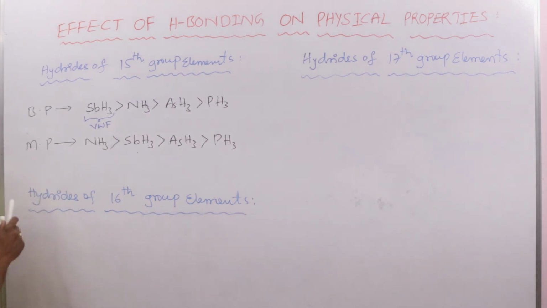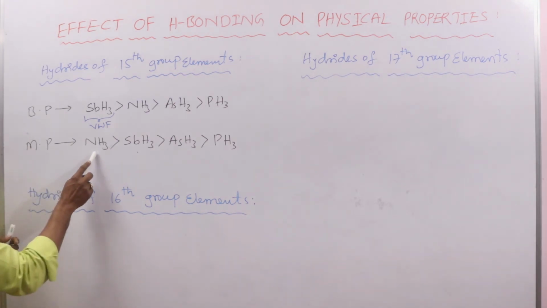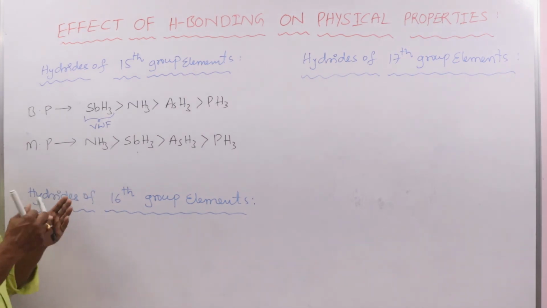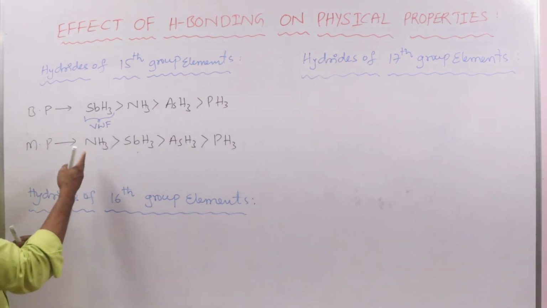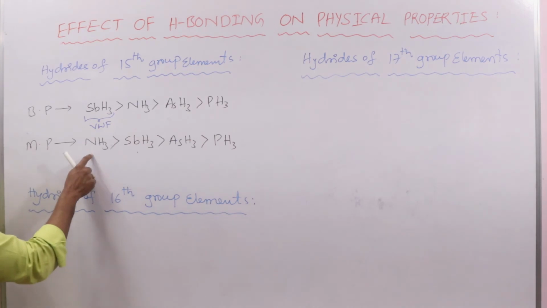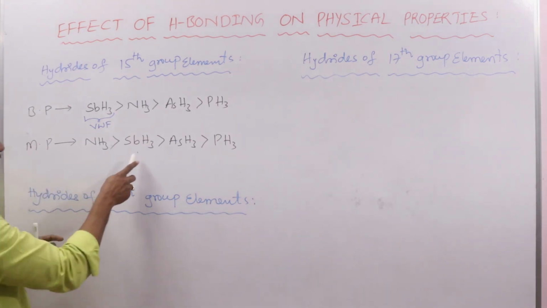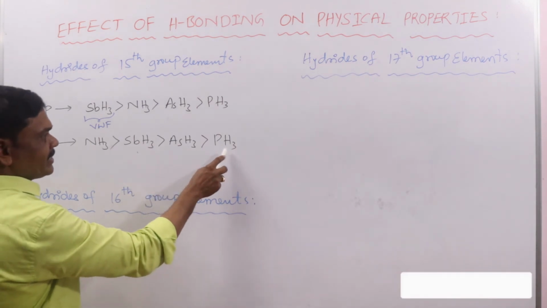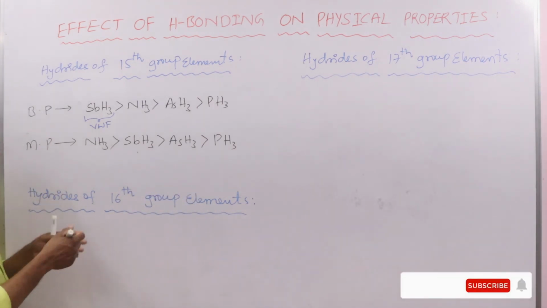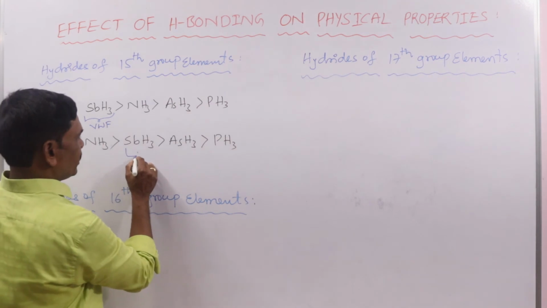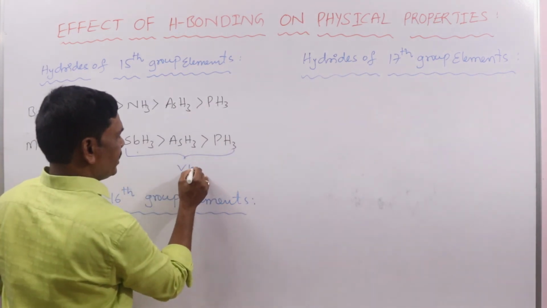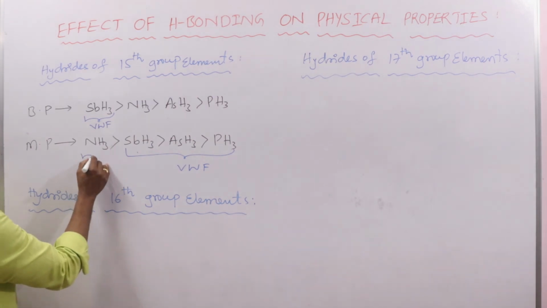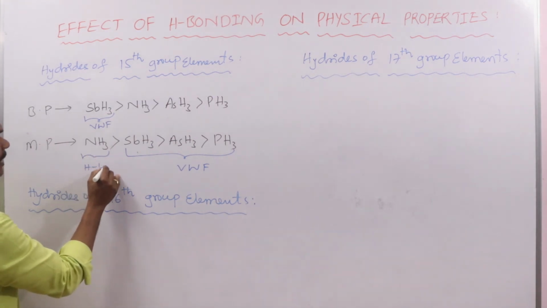So now in case of melting point, ammonia is in solid state, so the extent of hydrogen bonding is what? 4. It can form 4 hydrogen bonds. So now its melting point is more. So remaining is what? SbH3 is greater than AsH3 is greater than PH3. So now here it is Van der Waals forces, and here it is hydrogen bond.